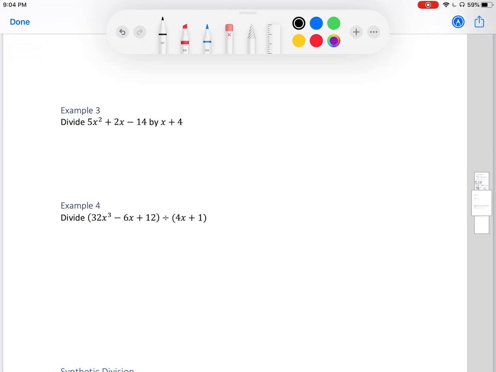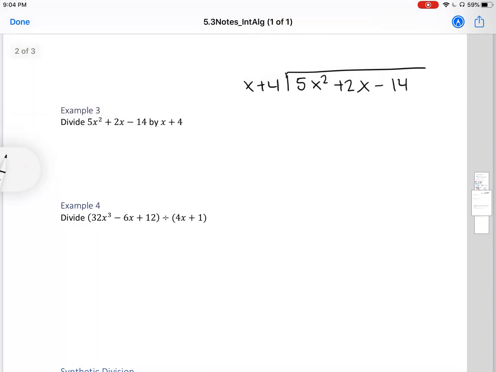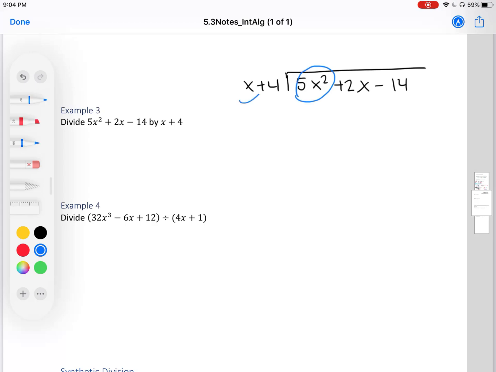5x squared plus 2x minus 14 by x plus 4, and we wish to divide. So we have x plus 4, and we're dividing that into 5x squared plus 2x minus 14. Okay, so let's start off by looking at those first numbers. We have 5x squared divided by x.